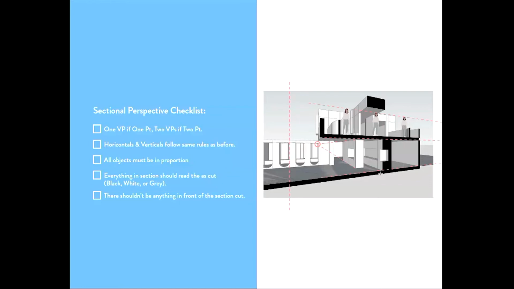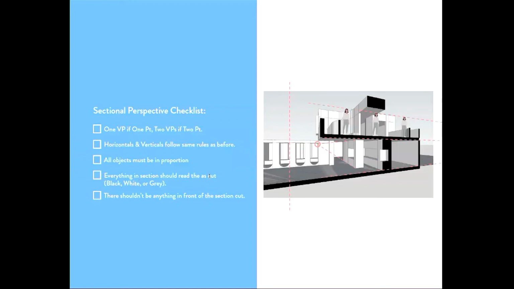So take the rules from the 1-point slide, which we looked at just a second ago, if you're doing a 1-point sectional perspective. Take the rules from the 2-point if you're doing a 2-point sectional perspective. So here, I've done a 2-point. Horizontals and verticals must follow the same rules as before. All objects, like our person here, must be in proportion. And then some additional rules.